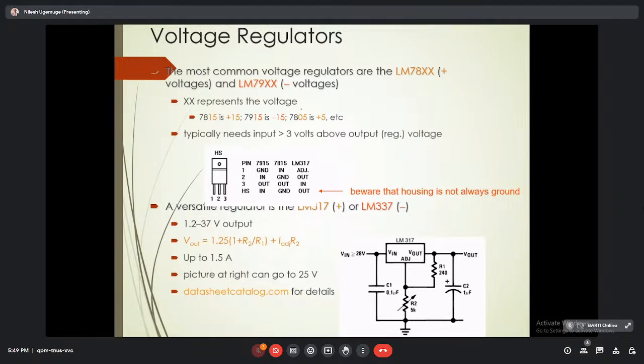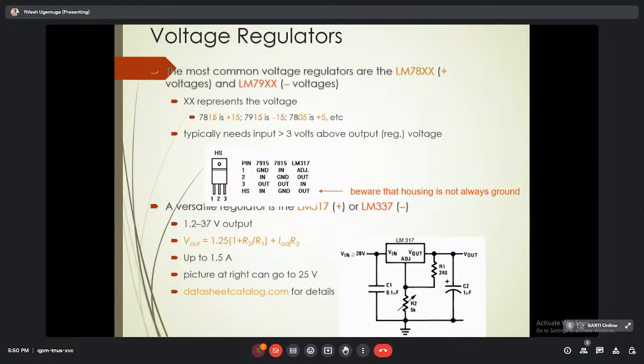As we know, the most common voltage regulator ICs are the LM78XX for the plus voltages and the LM79XX for the minus voltages. XX represents the voltage. This may be a question for any of the NET exams: what does XX represent in this particular IC? XX represents the voltage.